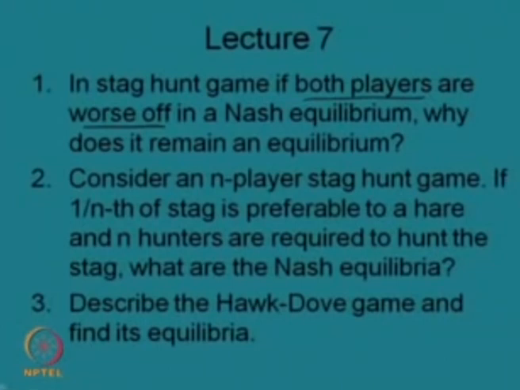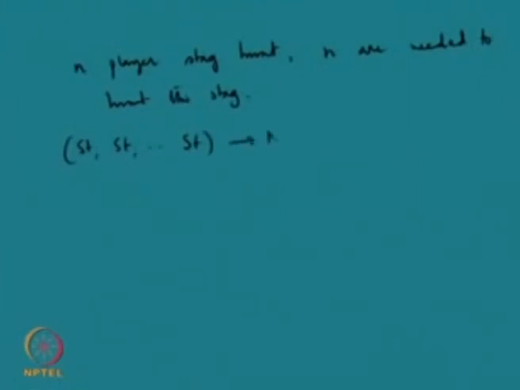Consider an n player stag hunt game. If one leg of stag is preferable to a hare and n hunters are required to hunt the stag, what are the Nash equilibria? So, n player stag hunt and n are needed to hunt the stag. What I propose is that following are the Nash equilibria. This is a Nash equilibrium, and this is also a Nash equilibrium, and in all two Nash equilibria.